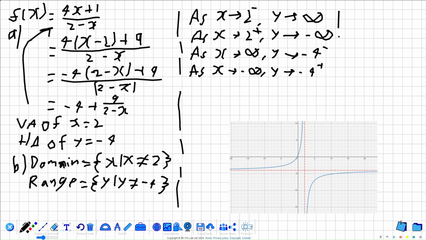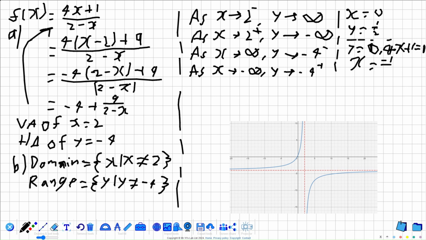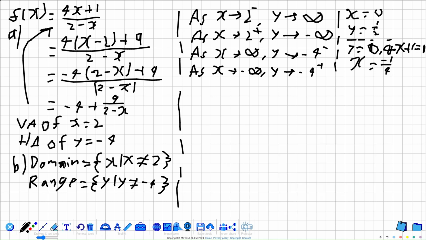When x equals 0, y will equal 1/2, and then I'll just say y equals 0. Just looking at the numerator again, 4x plus 1 equals 0. So then it's clear that that'll be x equals -1/4. So those are the points of intercept on the graph.